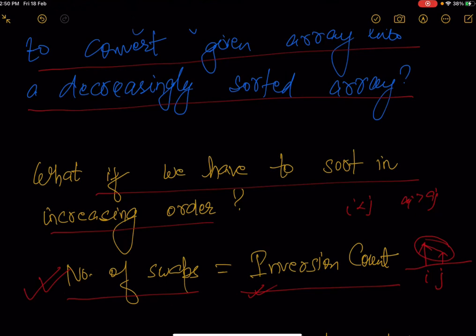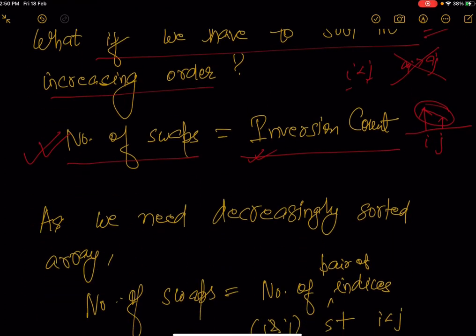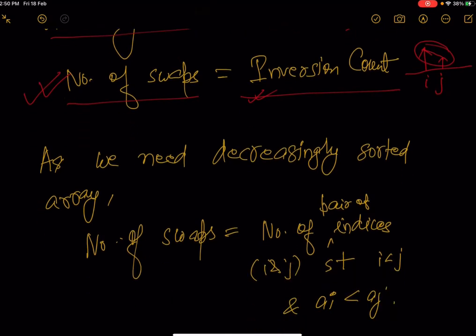But since here the array needs to be sorted in decreasing order, you cannot actually call it finding the inversion count, but it will be similar to finding the inversion count, except that this condition is reversed. Instead, we want the number of pairs of indices i and j such that i is lesser than j and ai is also lesser than aj. As we need a decreasingly sorted array, the minimum number of swaps will be the number of pairs of indices i and j such that i is lesser than j and ai is lesser than aj.